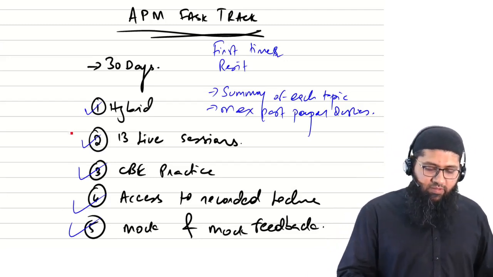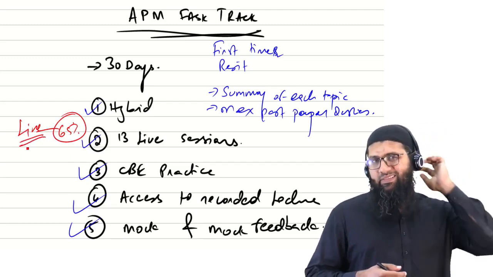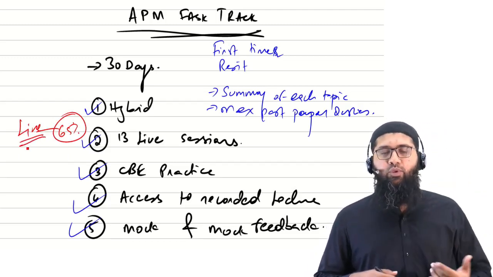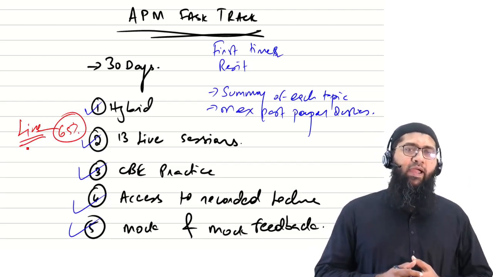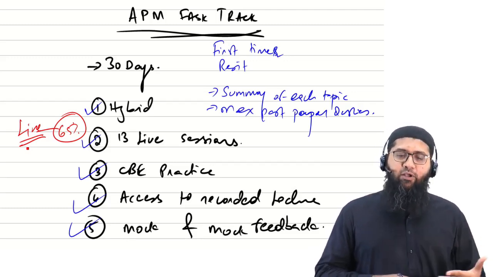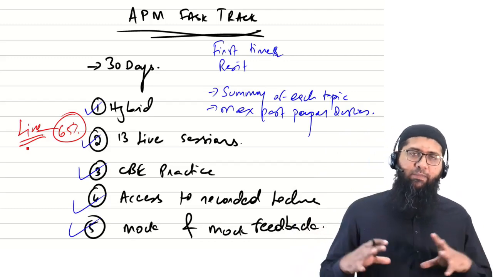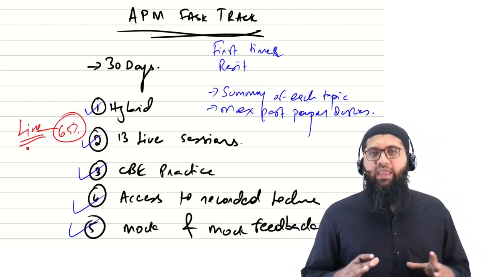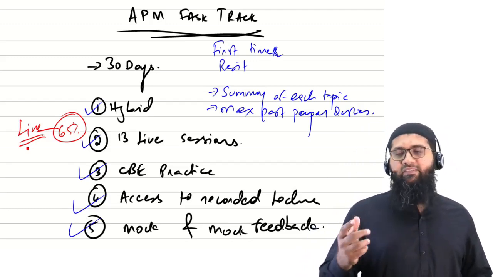Approximately 65% of the course content would be delivered to you live, and the remaining 35% would be made available to you in recorded format. But I would try to make sure that I get through examination questions on almost every topic in our live sessions. So that is what I will do. This is just a bit of an idea of what the APM fast track course is going to be. Now, a bit about myself.